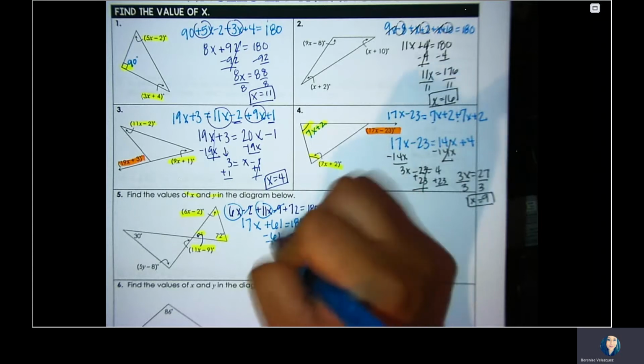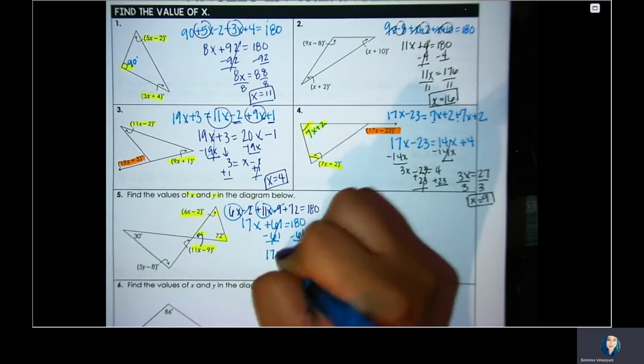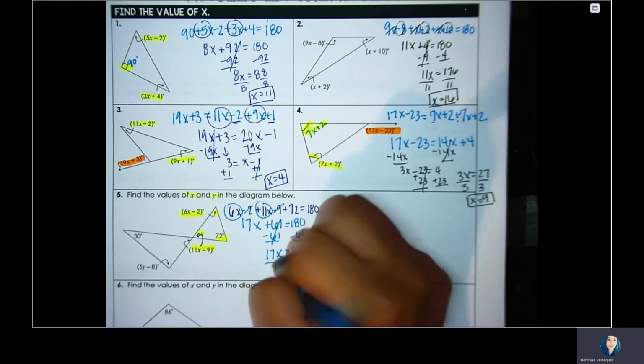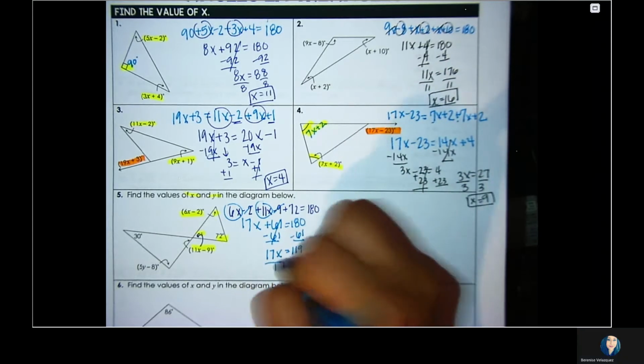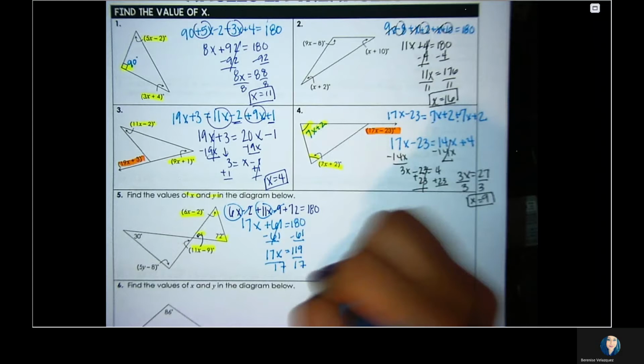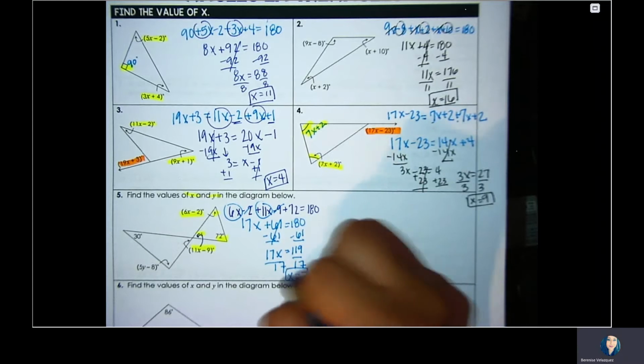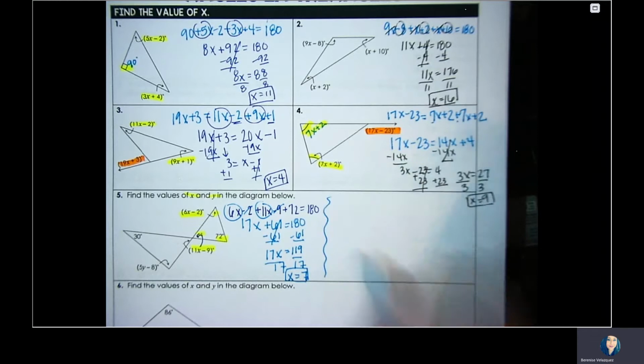Subtract 61 from both sides. 17x is equal to 119. Divide by 17. Okay, and x is equal to 7. Now there's my first answer. X is equal to 7.